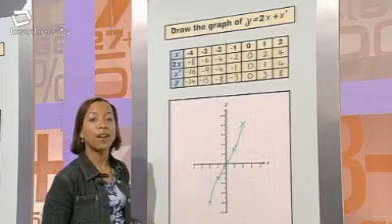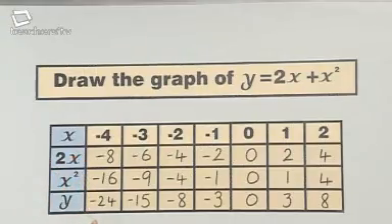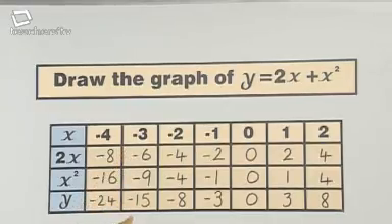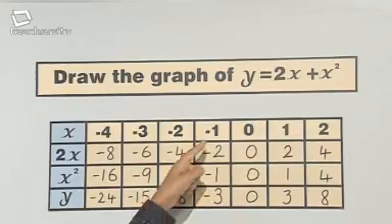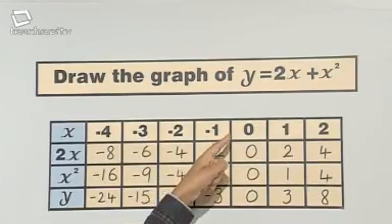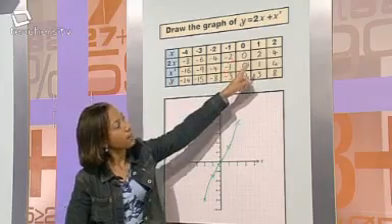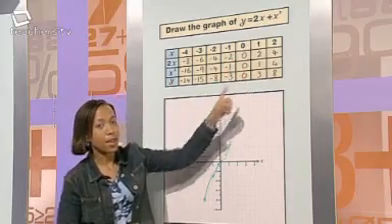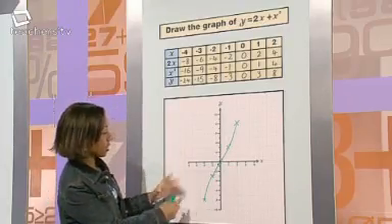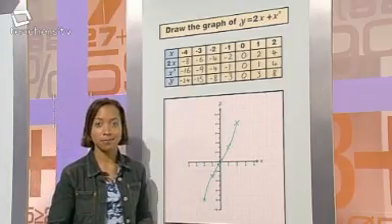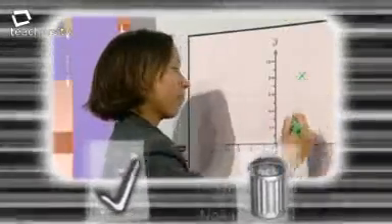Here's my table of values. The points to plot are (-4, -24), (-3, -15), (-2, -8), (-1, -3), (0, 0), (1, 3), and finally (2, 8). And when I plotted the points that fitted on this grid, this is the graph I ended up with. So who's working out slick enough to get the tick and who's going to crash out with the trash?